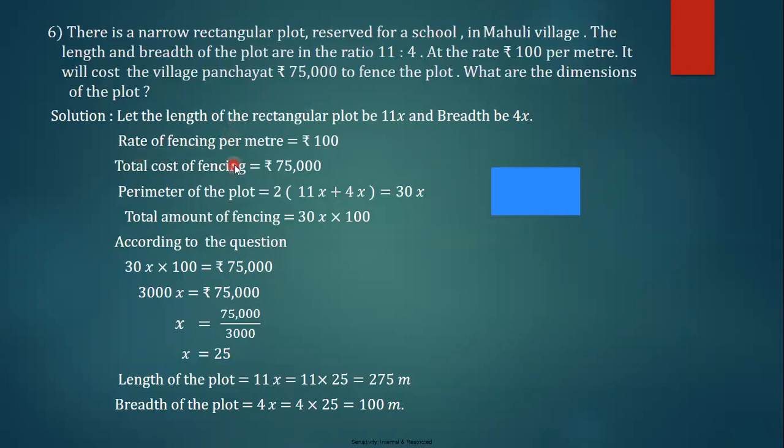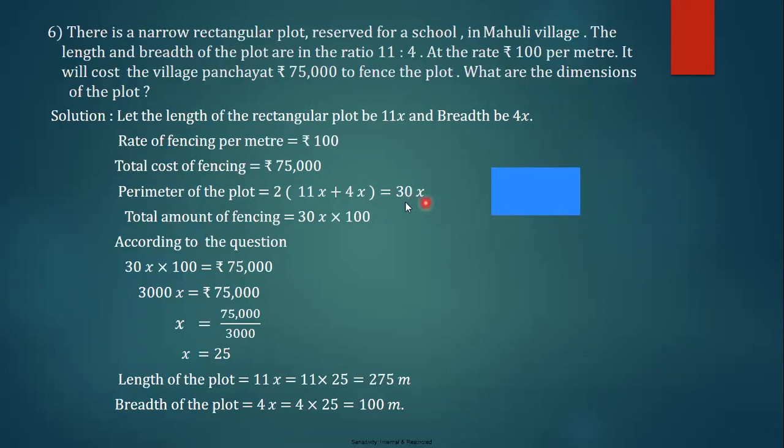Now, the rate of fencing is per meter, 100 rupees, but the total cost to fence is 75,000. Fencing means we have to consider the perimeter. What is a perimeter? Perimeter is the outside boundary.